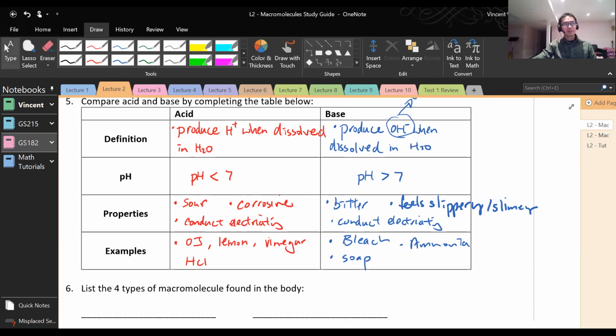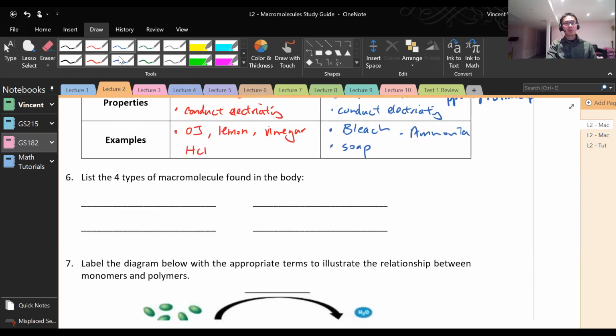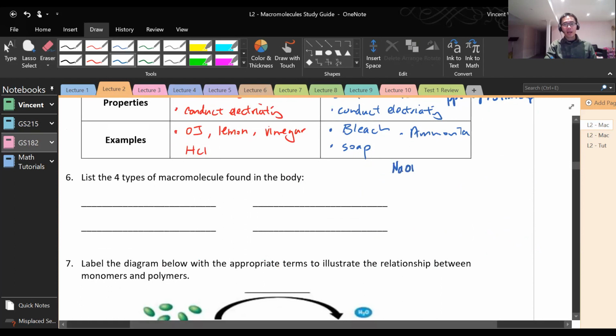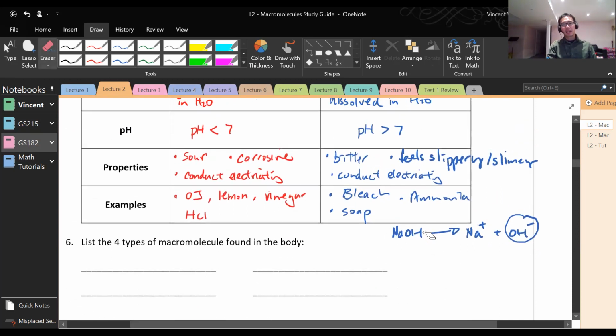I'm a little bit confused about base. Which part is confusing? The definition? Okay, I'll give you an example of an actual base. We can have NaOH. That's a base because if you put it in water, it separates into Na plus and OH minus. If it produces OH minus when you put it in water, then by definition it is called a base. To keep it very simple, if you see a chemical formula and it has OH in it, then we can call it a base.